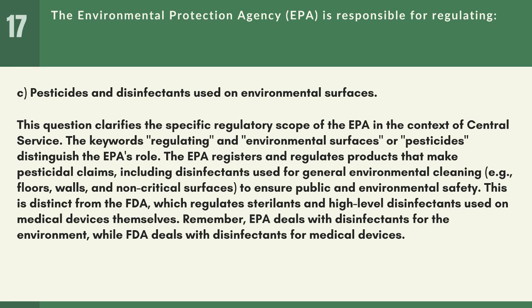Answer: C. Pesticides and disinfectants used on environmental surfaces. This question clarifies the specific regulatory scope of the EPA in the context of central service. The keywords regulating and environmental surfaces or pesticides distinguish the EPA's role. The EPA registers and regulates products that make pesticidal claims, including disinfectants used for general environmental cleaning, e.g., floors, walls, and non-critical surfaces, to ensure public and environmental safety.